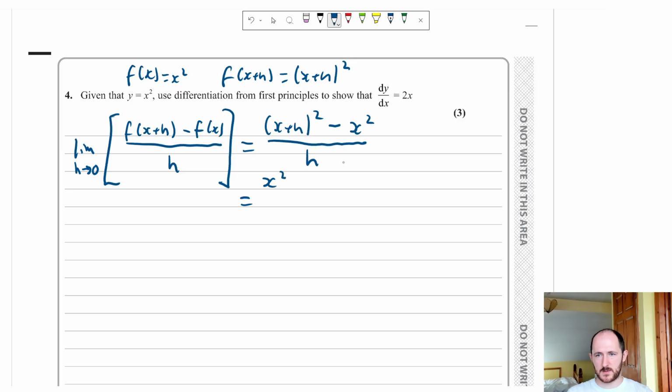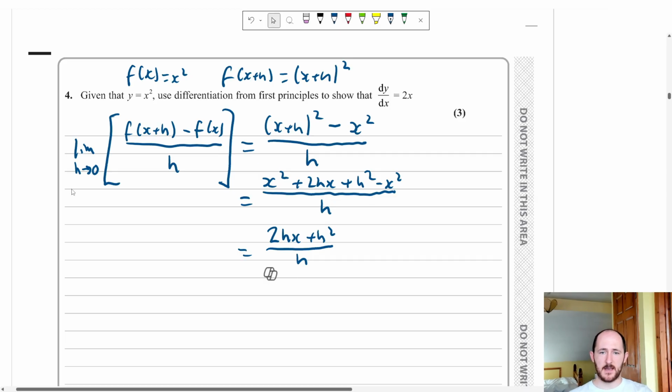So that gives me x squared plus 2hx plus h squared minus x squared over h. Simplify that again. We've got x squared take away x squared, so it's 0, so we have 2hx plus h squared over h. Again, we don't want to do the limit yet, because if we make h 0, we're technically dividing by 0, which is a big no-no in maths.